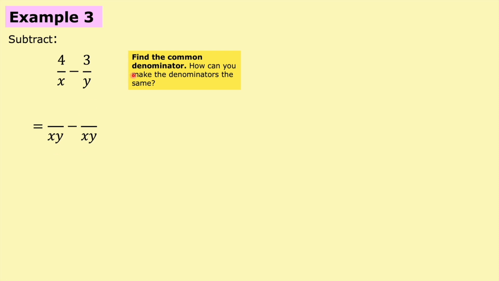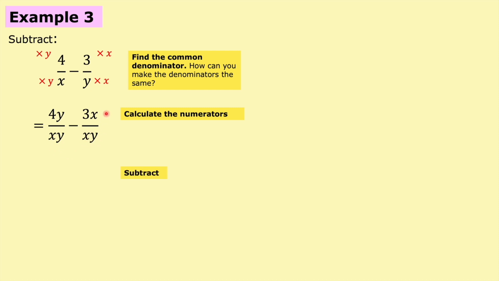So to change, we now need to calculate our numerators. To change this first fraction, like I said, I'm going to times this x by y. So whatever I do to the bottom, I have to do it to the top to get 4y. And then our second fraction, how have I changed this y to become xy? Well, I've times it by x, and whatever I do to the bottom, I have to do it to the top to get 3x. And now we've got the same denominators, so we can go ahead and subtract.